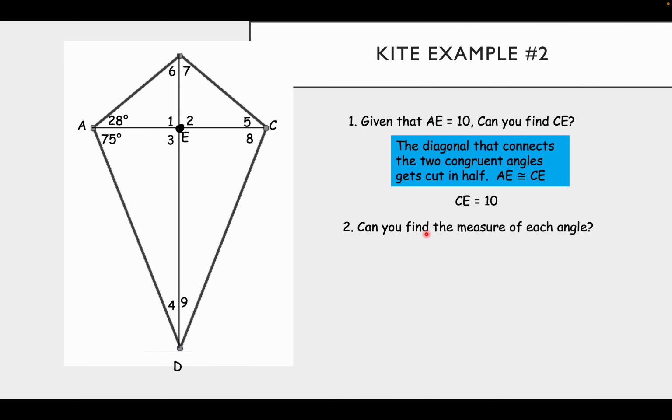Question 2, can you find the measure of each angle? So all of these numbers just represent an angle measure. If you recall, diagonals are perpendicular. They cross at 90 degrees. So if you remember the diagram, all three angles here are 90 degrees.